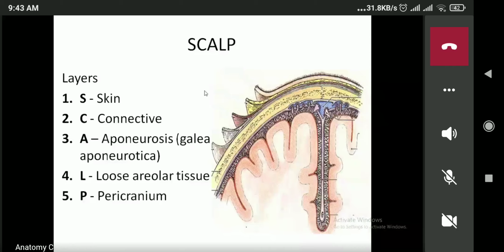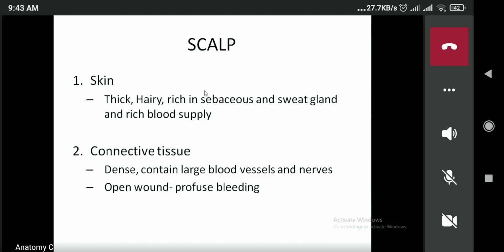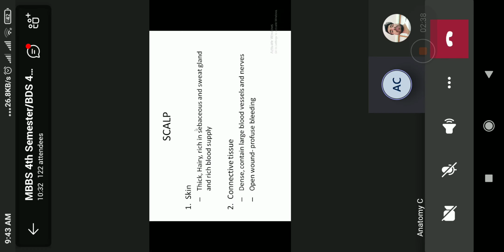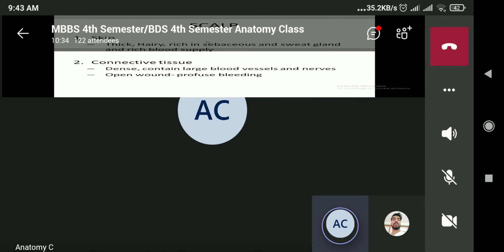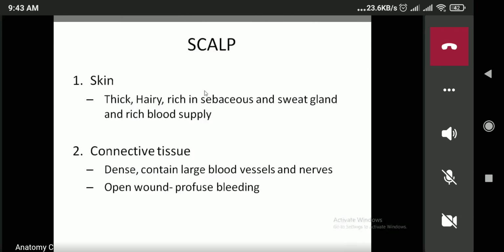Okay. So the first or outermost layer of scalp is skin, and the skin here is a thick type of skin. The skin of scalp is thick, hairy, and rich in numerous sebaceous glands along with sweat glands, and it has a high vascular supply. So thick skin, hairy, rich in sebaceous and sweat glands, and rich blood supply. These are the characteristic features of the skin of scalp.